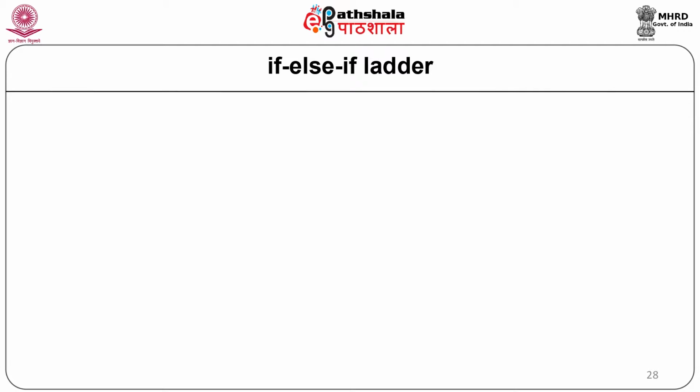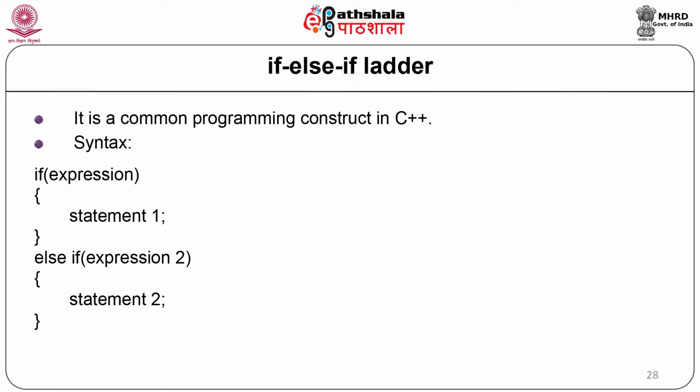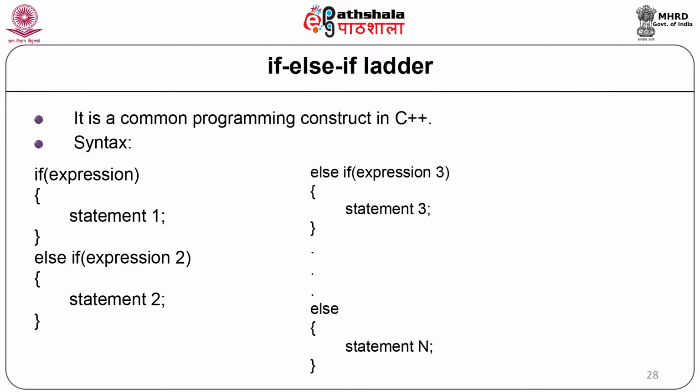We can again have the nesting of an if-else statement. The if-else-if ladder. It is a common programming construct in C++. It is also called the if-else-if staircase because of its appearance. The syntax will be if expression 1 statement 1, else if expression 2 statement 2, else if expression 3 statement 3, else statement n. So, here one if-else can appear in another fashion, one inside the other.